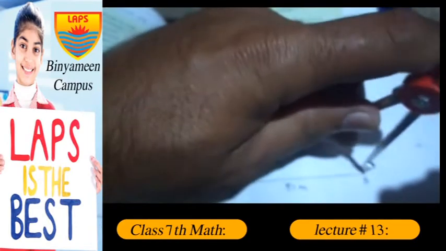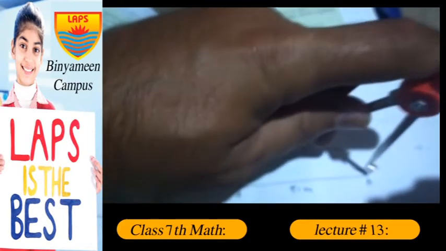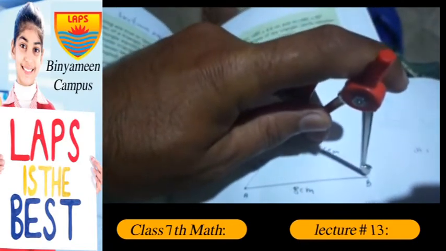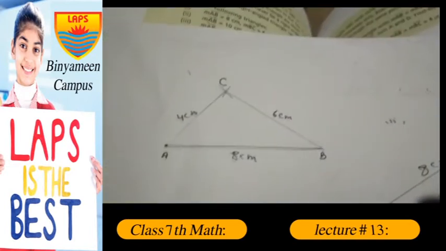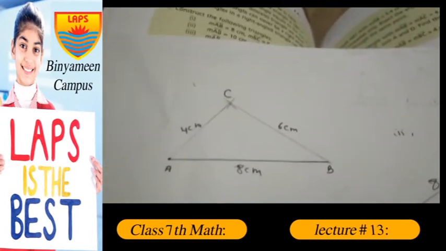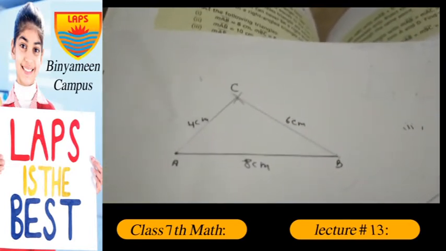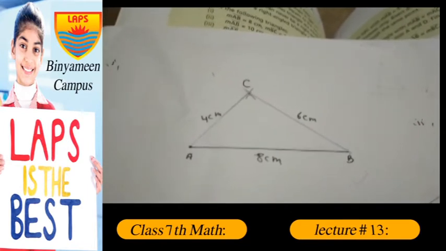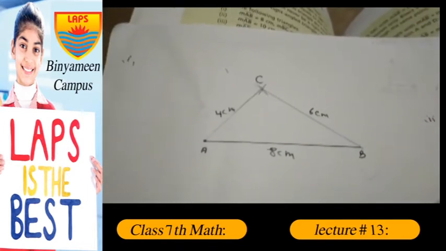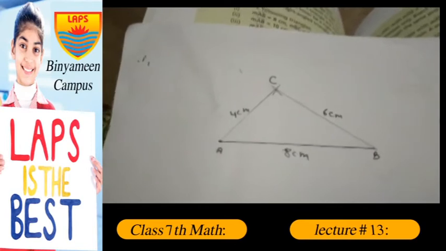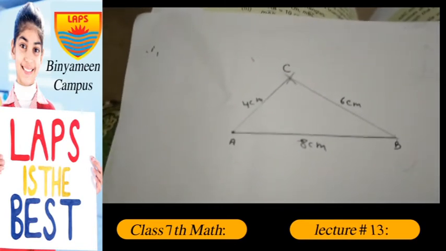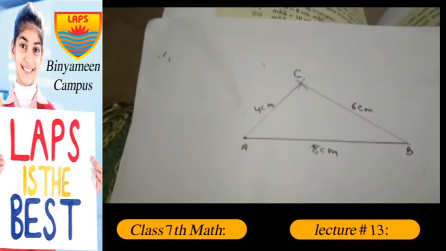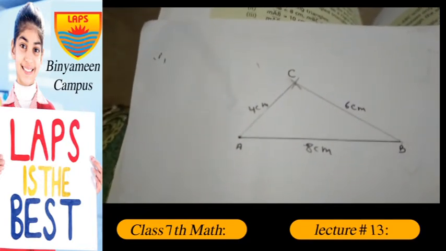Then similarly draw an arc of 6 centimeter. Step 3. With B as a center, draw another arc of radius 6 centimeter so that it intersects the previous arc at point C. Step 4, join C to A and B. So triangle ABC is the required triangle.